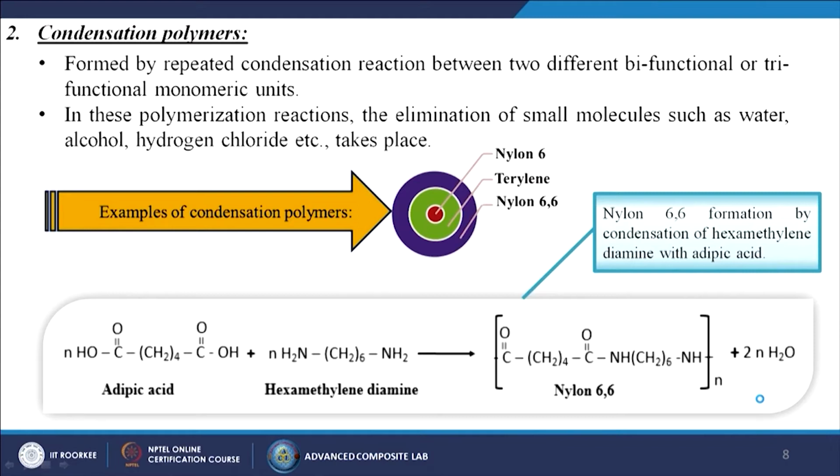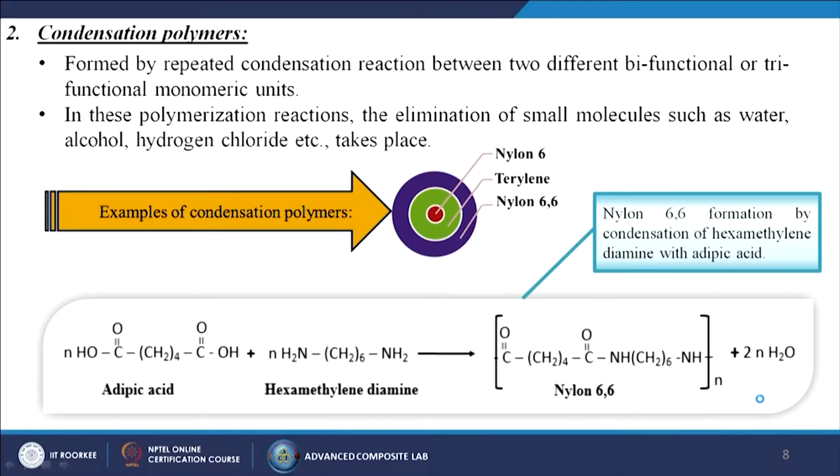Next, we are going to discuss the condensation polymers. They are formed by repeated condensation reactions between two different bifunctional or trifunctional monomeric units. In these polymerization reactions, the elimination of small molecules such as water, alcohol or hydrogen chloride etc. takes place. What are examples of the condensation polymers? Like nylon 6, terylene, nylon 6,6. So, how generally are we making it? We are adding adipic acid with hexamethylene diamine, and then we are making the nylon 6,6 and water, and then after that we are removing this water and we are getting the nylon 6,6.